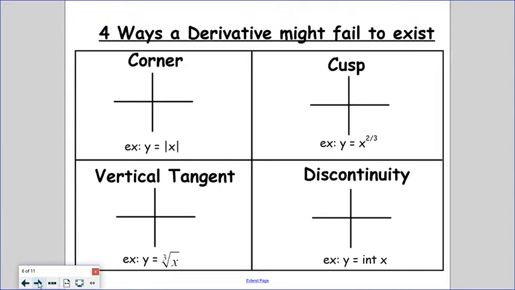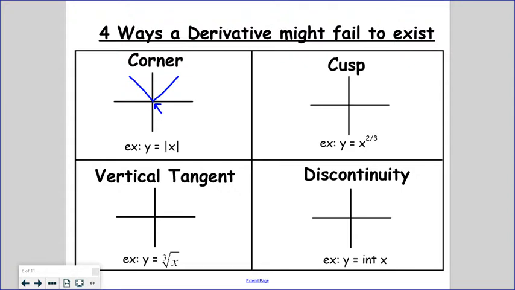So the 4 different places that something would not be differentiable would be the one we kind of alluded to yesterday. Anytime your picture has a corner in it. And that could be a piecewise that forms a corner. That could be just a function that itself creates a corner. For example, y equals the absolute value of x. Where that corner occurs is where it would fail to have a derivative or not be differentiable. So at x equals 0 in this picture, that one would not have a derivative.